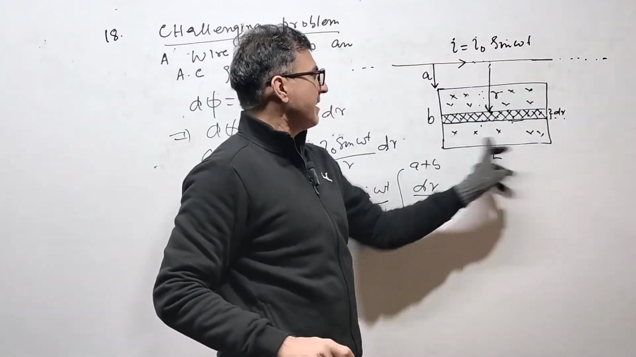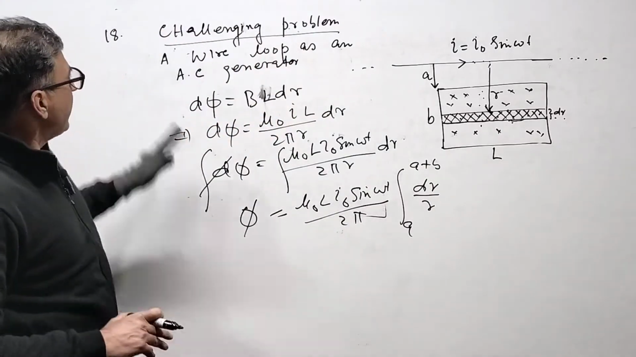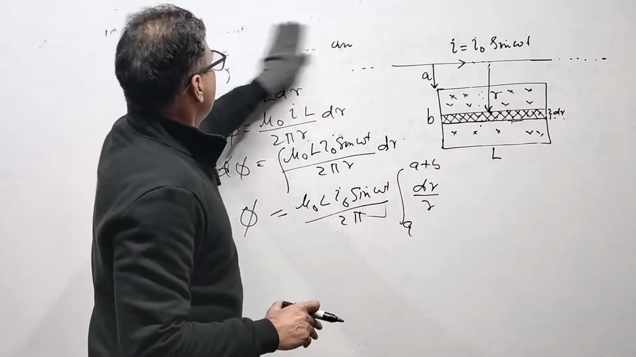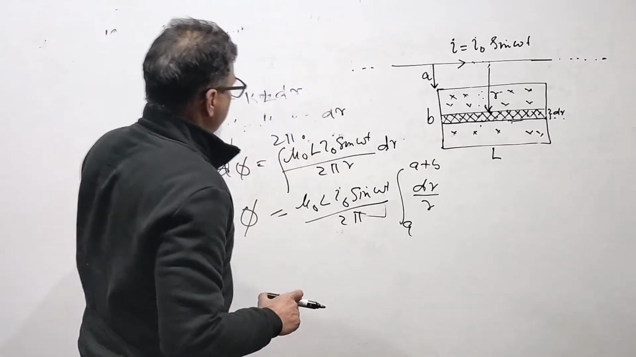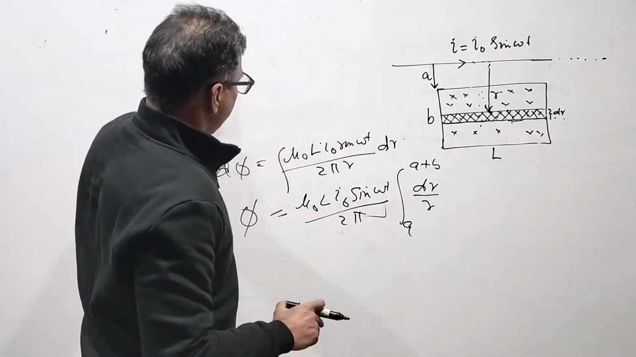How much flux is passing through this wire loop? We are very close to finding that. So why not do this in more detail? Have a look.